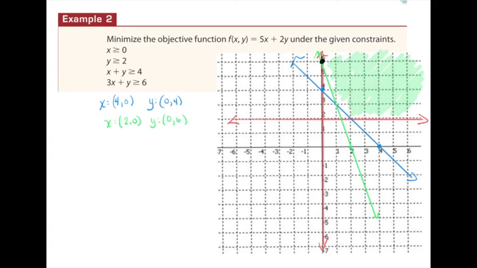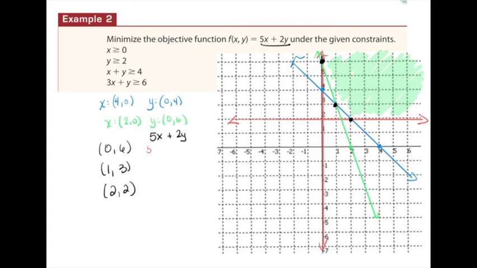This first one is 0, 6. We're going to check this one right here, which is at the point 1, 3. And then we also need to check this one, which is at the point 2, 2. And we are going to plug those into our objective function, which is 5x plus 2y.